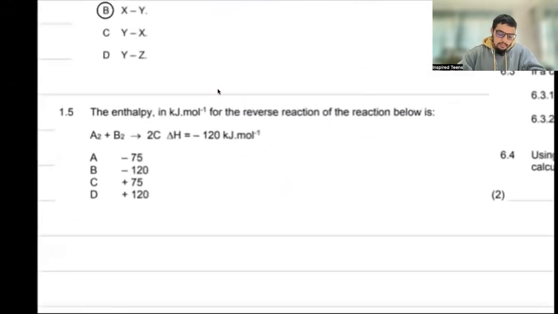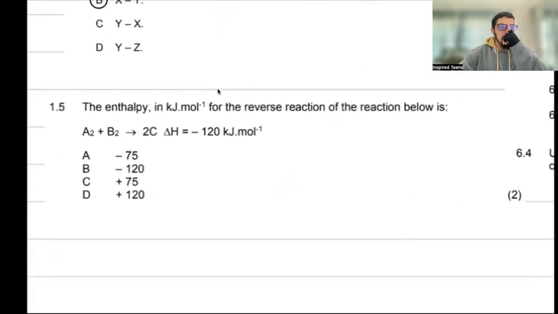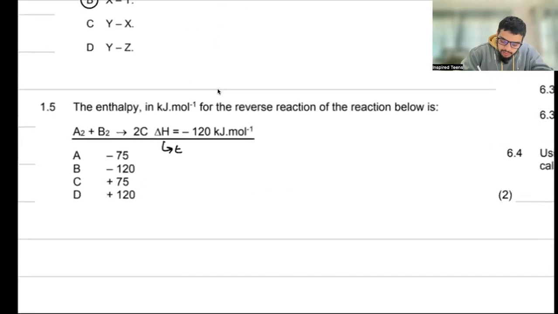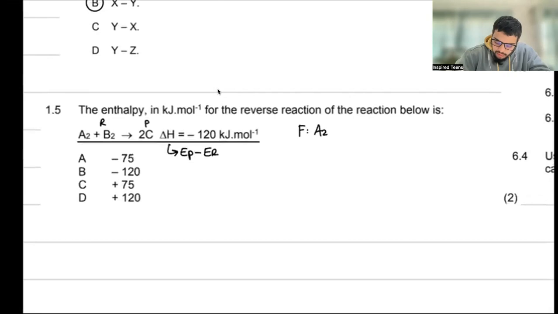Okay, let's look at the next one. 1.5, enthalpy in kilojoules per mole for the reverse of the reaction below is, so we have a reaction, okay, A2 plus B2 gives us 2C, and the delta H is negative 120. So remember that delta H is always calculated by EP minus ER, okay? And in this case, the products are here and the reactants are here. So if the forward reaction, we have two reactions. We have a forward reaction and we have a reverse reaction, okay? So the forward reaction is the regular one, just like how it's written.